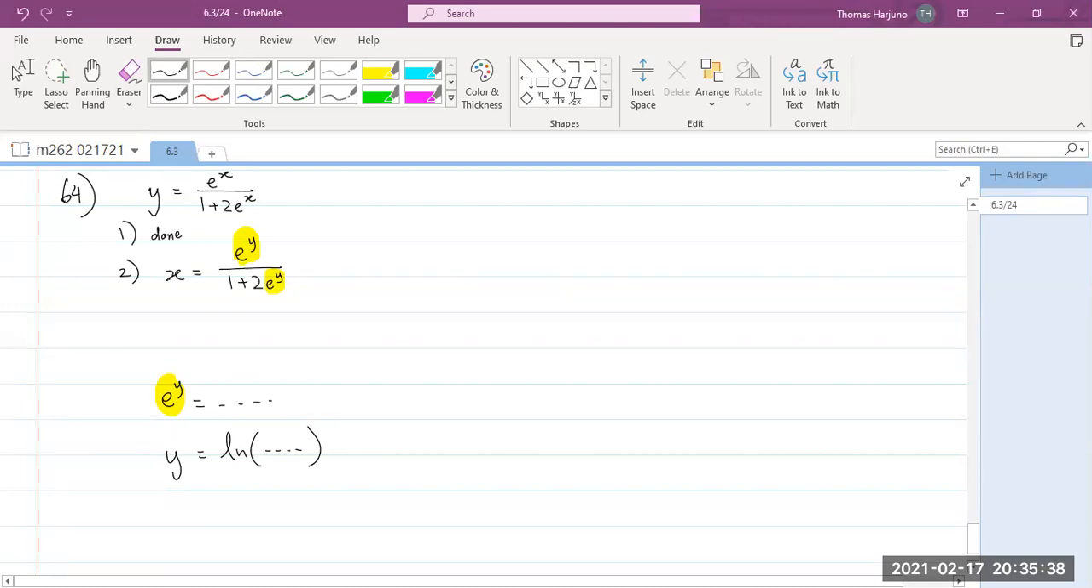So instead of attacking his heart right away or her heart right away, attack his mouth first or her ear first. Instead of attacking y directly, attack e to the y first. Okay, so step 3, multiply by the denominator.